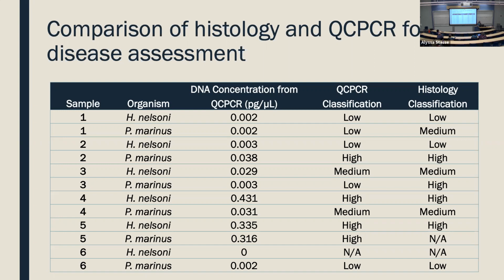And when I was looking at this, I realized that my QC-PCR classification was almost always lower than the histology classification. So there is some factor that needs to be added to the QC-PCR to get it to match the histology classification. I have a rough idea of what it is right now just from these 6 samples, but more samples will be needed in the future to get this down to the precise measurement, and we'll be able to implement that and get the same classifications.